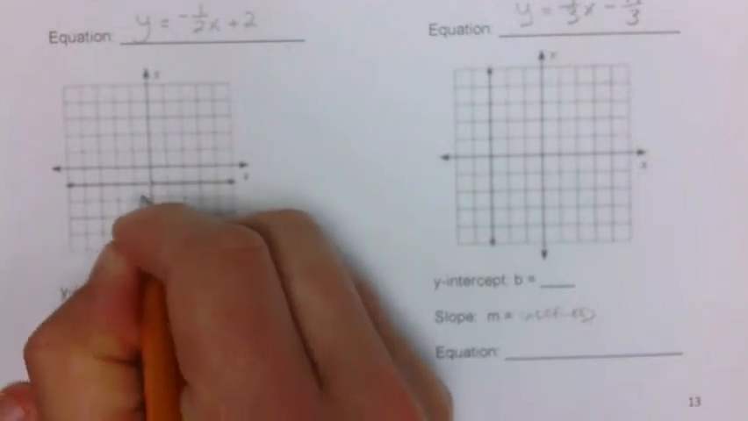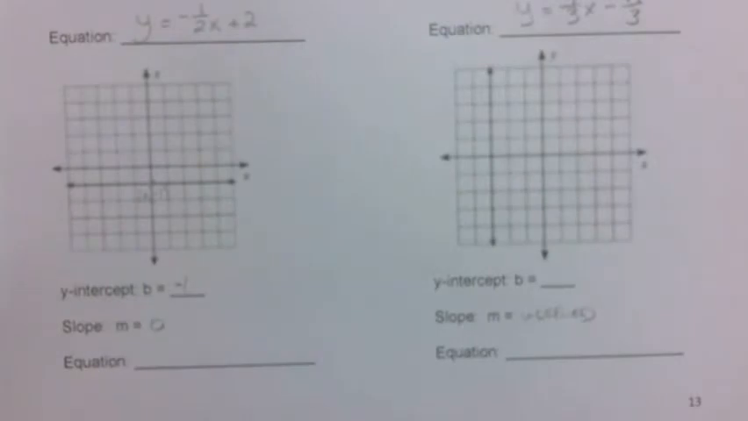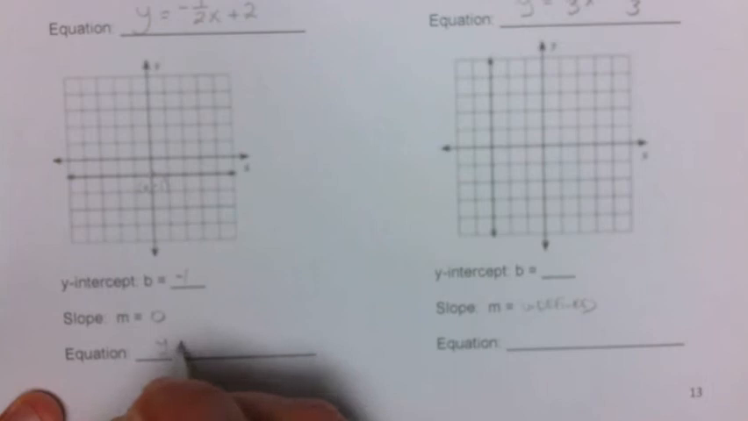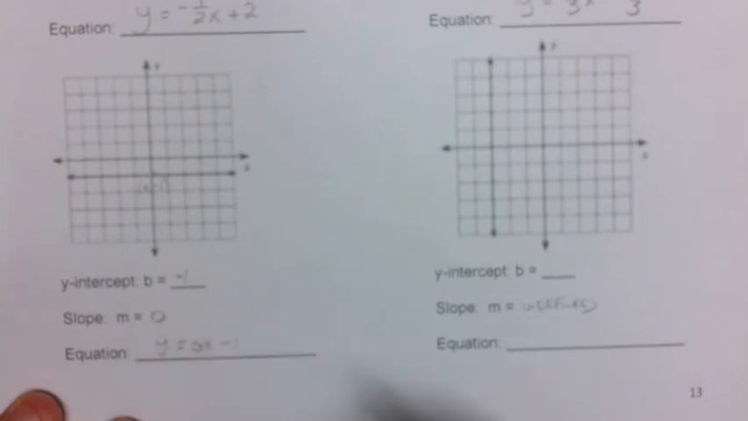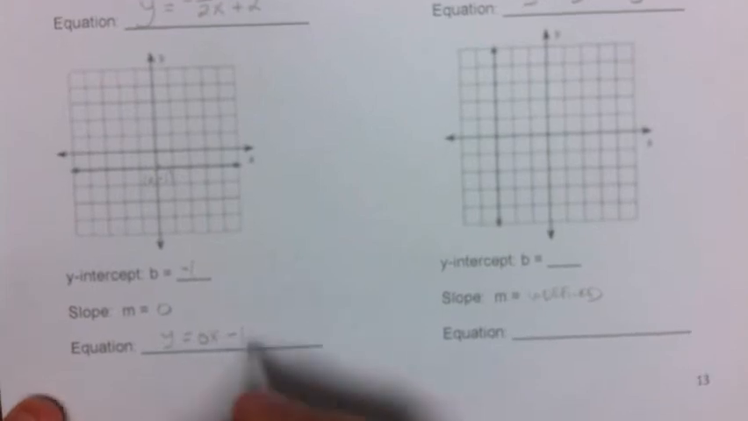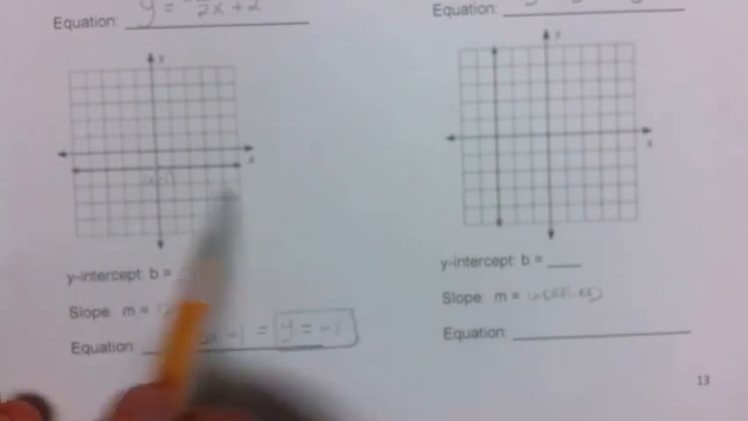That's at the point 0, comma, negative 1. So if I write my equation in slope-intercept form, I would be writing y equals 0x minus 1. But 0x is just 0, so really I can just write the equation as y equals negative 1. That is what the equation of this line is.